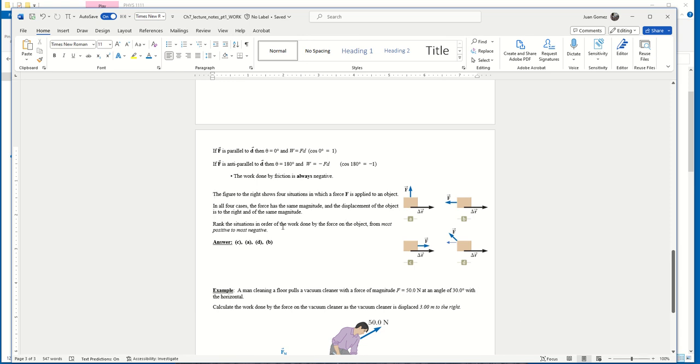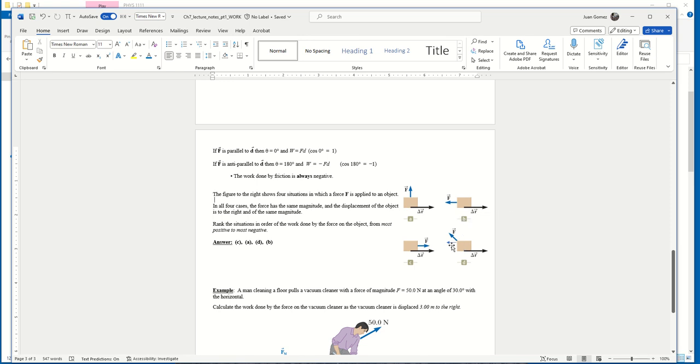Now we want to rank the situations in the order of the work done by the force from most positive to most negative. Well, we know right away that the work done in panel A is 0, because in panel A, F is perpendicular to delta R. Perpendicular forces do no work. Now remember, we want most positive to most negative. B is going to be the most negative, because in this case, F is exactly 180 degrees to delta R.